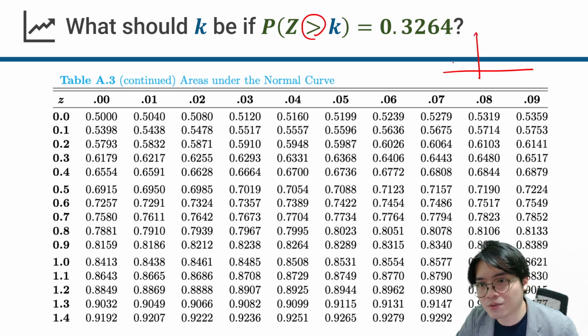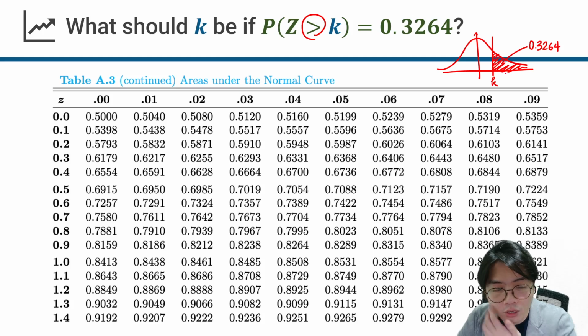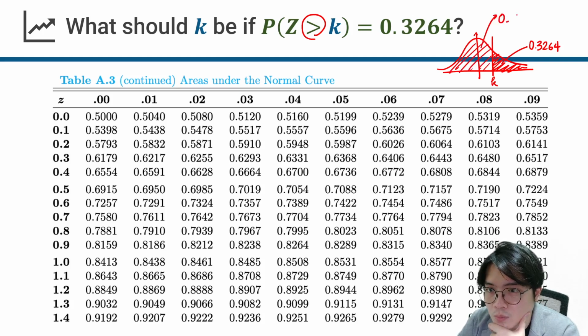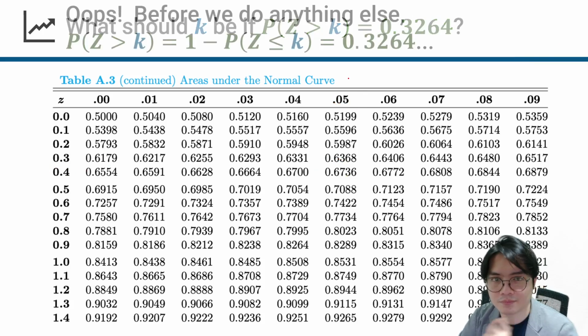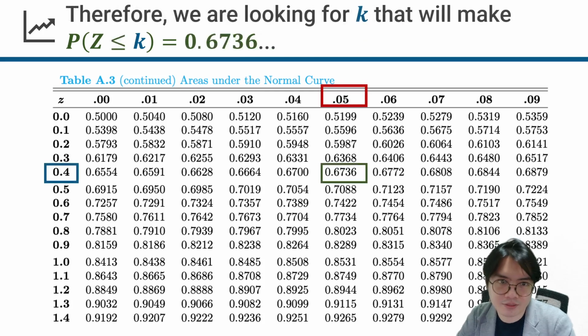So in this case now, they were shading from the right. If they shade from the right, what value K would this be if the area in here were 0.3264? Or in other words, if we were to invoke the law of inverses, this area right here should be equal to 0.6736. Let's just find where that is. And there it is. 0.45. Okay, 0.45. There you go. And there it is.